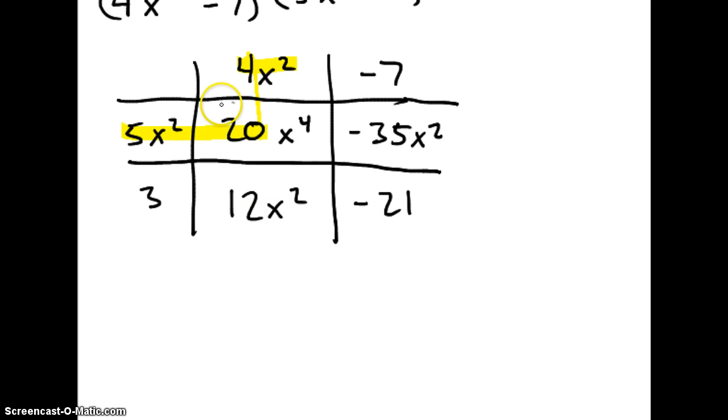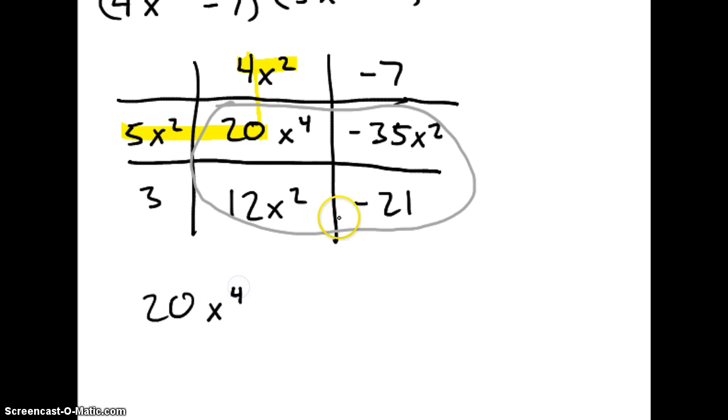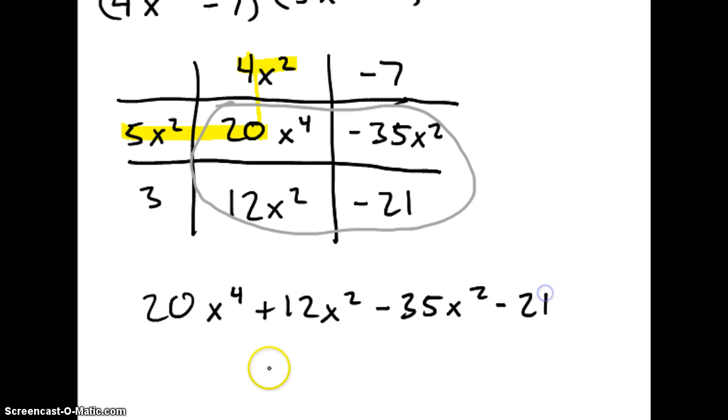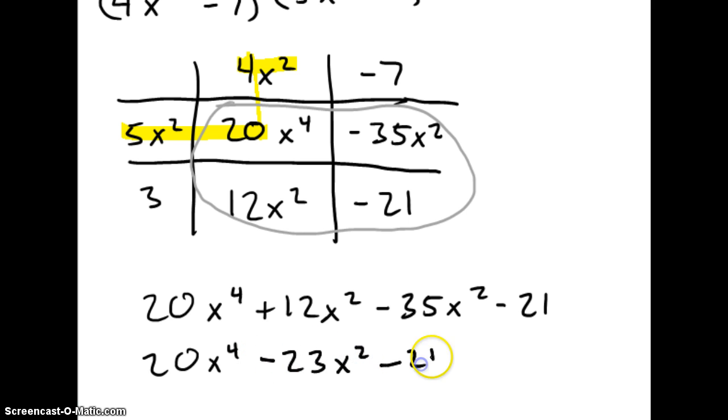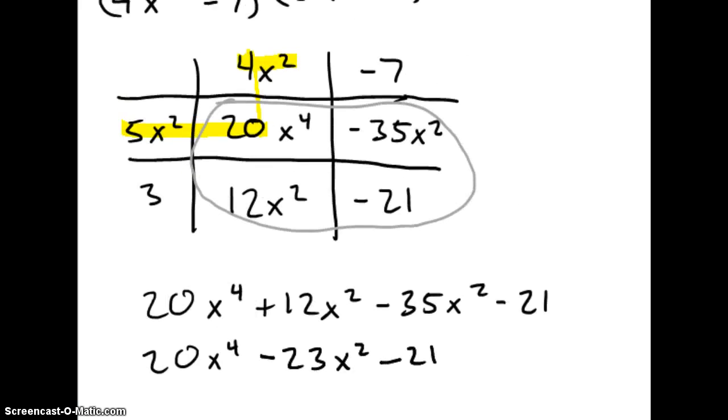Now all I have to do is just add all of these together. 20x to the fourth. I have a plus 12x squared. I'm adding a negative, or subtracting, 35x squared, and then I'm adding a negative 21, or subtracting 21, and then I simplify this again. Oops. Negative 23x squared minus 21.